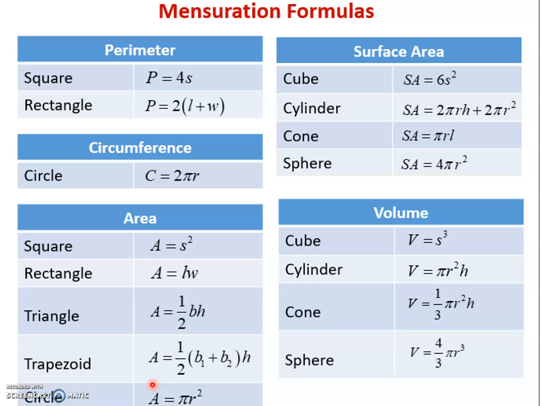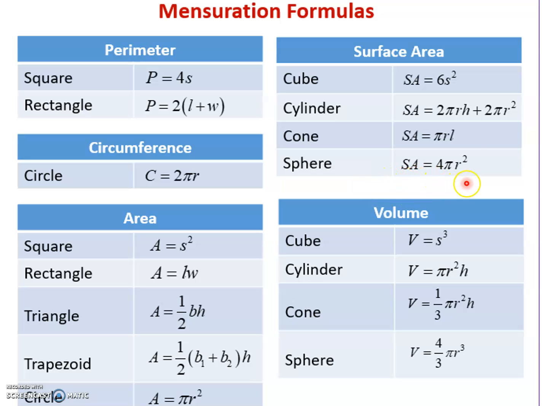Next, surface area. Now we have to focus on the surface area. Cube is equal to 6 S square. Cylinder: 2 pi R H plus 2 pi R square, where H is the height and R is the radius of the cylinder. Cone: pi R L, where L is the slant length and R is the radius.